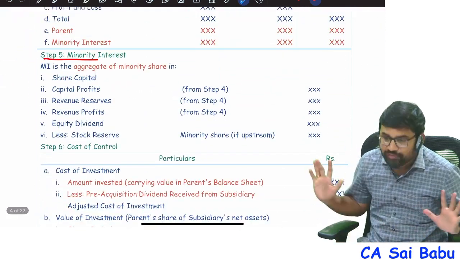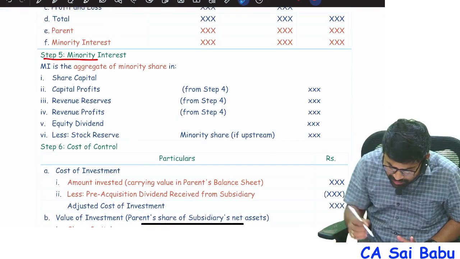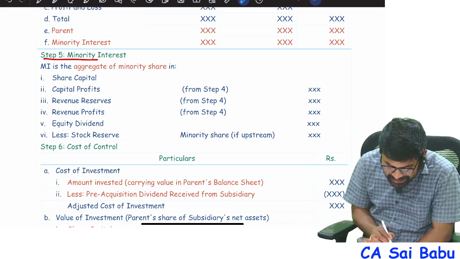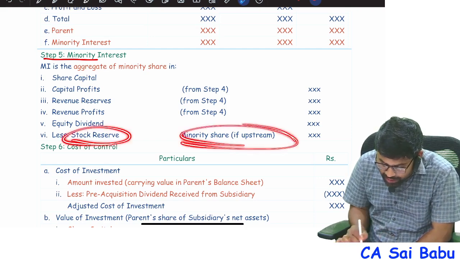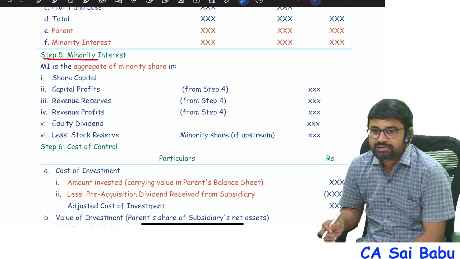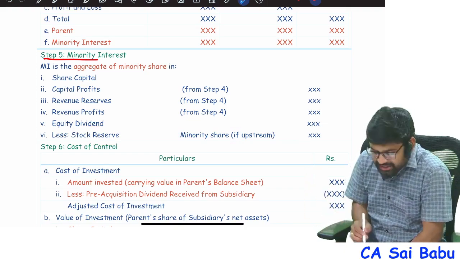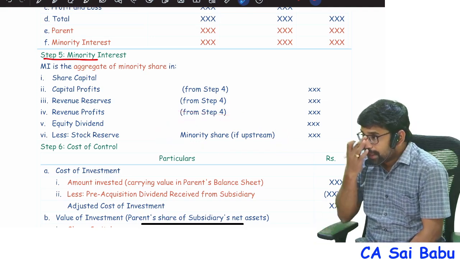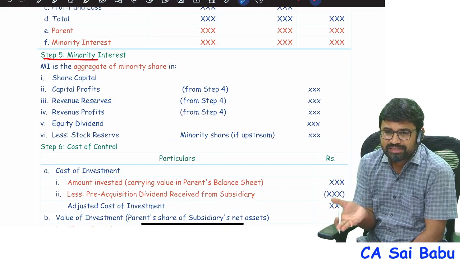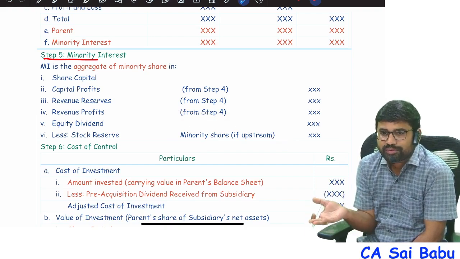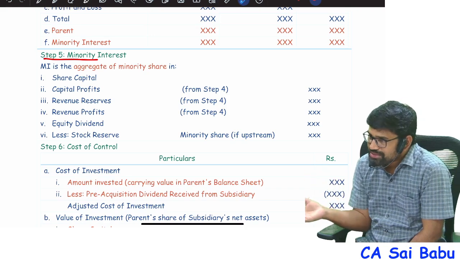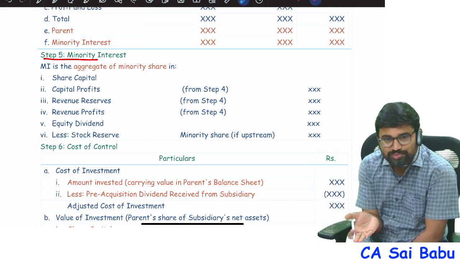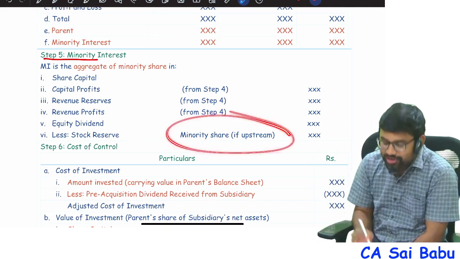Next. Step number 4, we know. Step number 5, we discussed. In step number 5, can you tell me what is the most important thing? Upstream. Why is minority interest deducted in respect of stock reserve only in case of upstream transaction? Why in case of downstream transaction is it not eliminated? Because in a downstream transaction, who sold goods to whom? Parent sold goods to subsidiary. When parent sold to subsidiary, profit is there in whose books? Therefore, how will minority interest be affected?